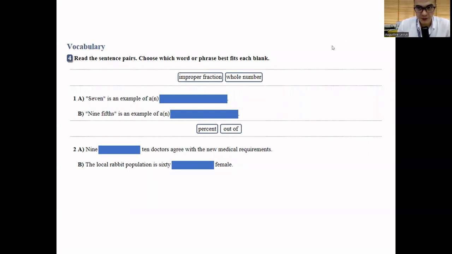For the next vocabulary segment, I want you guys to fill in the blanks of the following sentence pairs. For each pair, you're given a couple of words or phrases that you can choose from. So we have improper fraction, whole number for the first pair, and percent, and out of for the second pair. I want you guys to pause the video, fill out the blanks yourselves first, and when you're done, resume the video and we will go through the answers together.